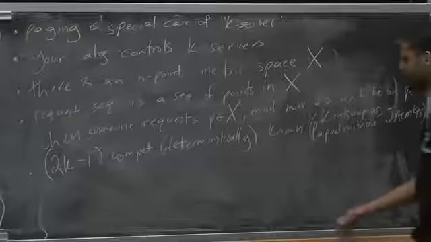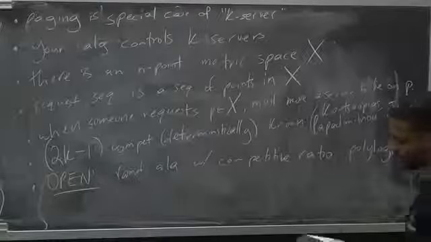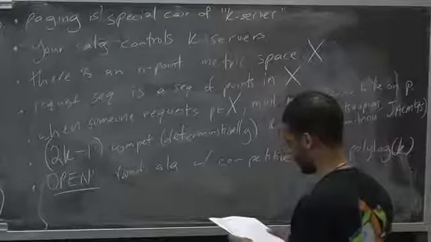So you could ask again, can we do better than k or theta k with a randomized algorithm? An open question is to get a randomized algorithm with competitive ratio polylog k. In fact, I think people believe that the right answer should be log k, just like for paging. Okay, and there was quite a big breakthrough in this area very recently where they didn't get polylog k, but they got polylog k, polylog n.